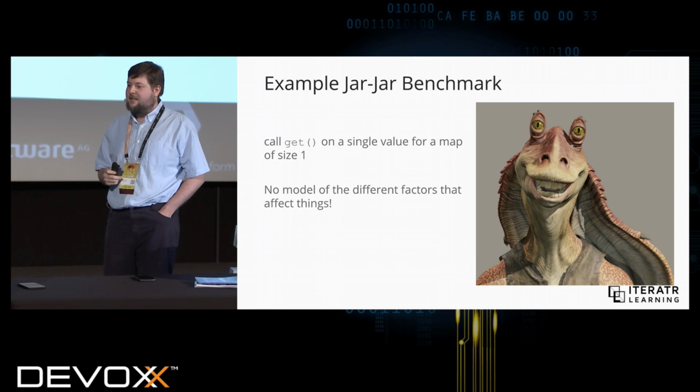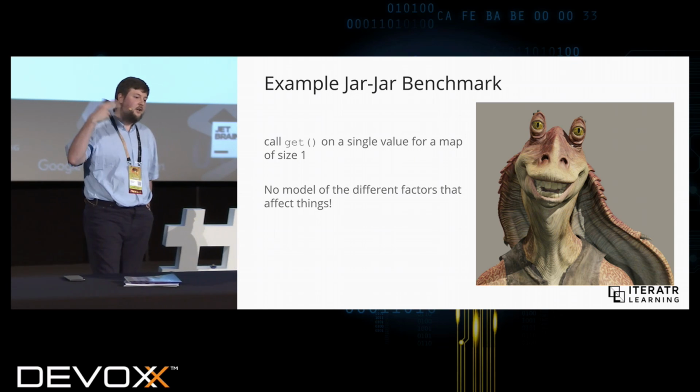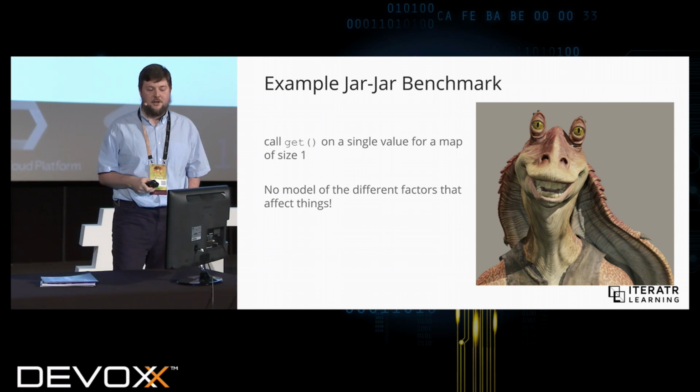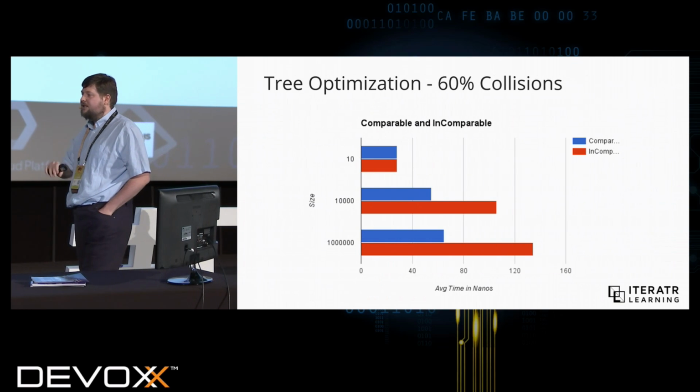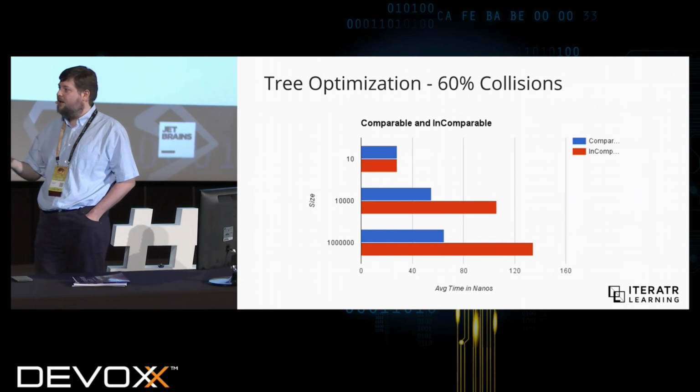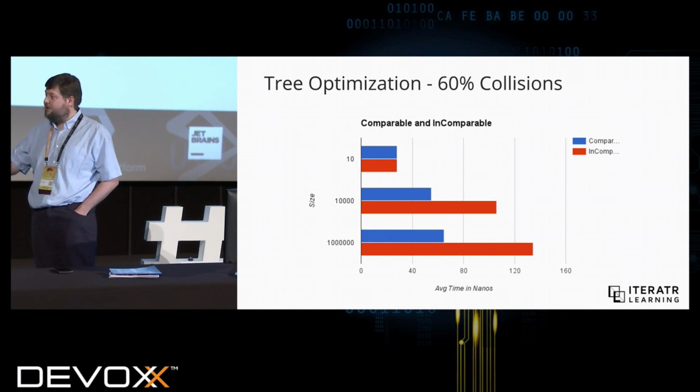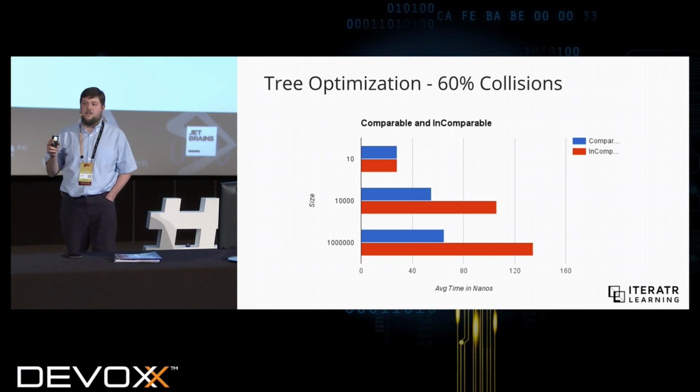No modeling of the different factors that influence performance. Things like just calling a get on a single key for a map of size 1. Now, there's actually a lot of different trade-offs that you have when looking at different collection implementations. So first, let's have a look at the difference between the different implementations in Java 8.